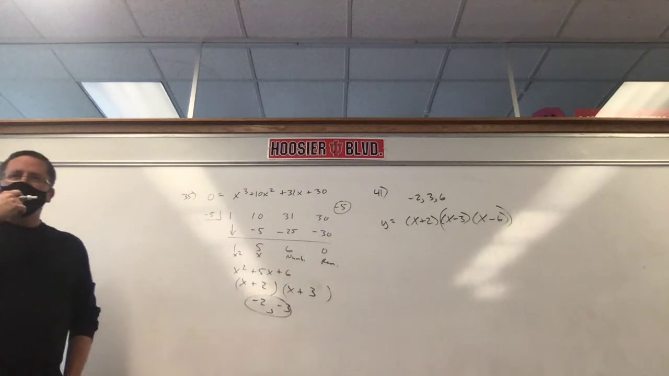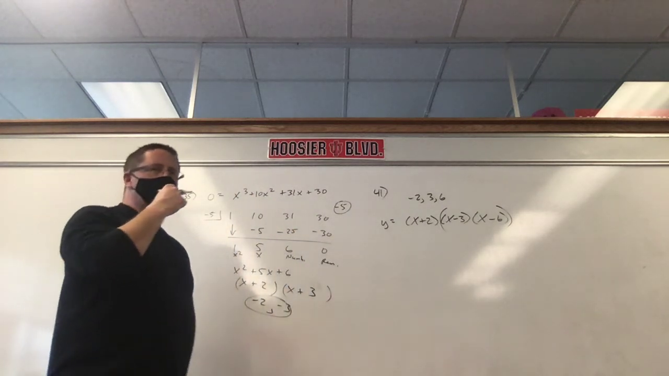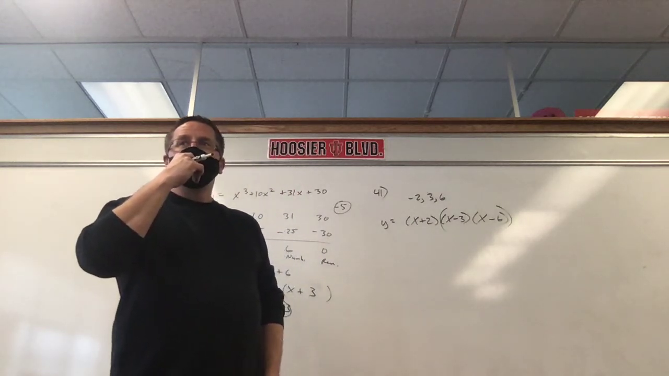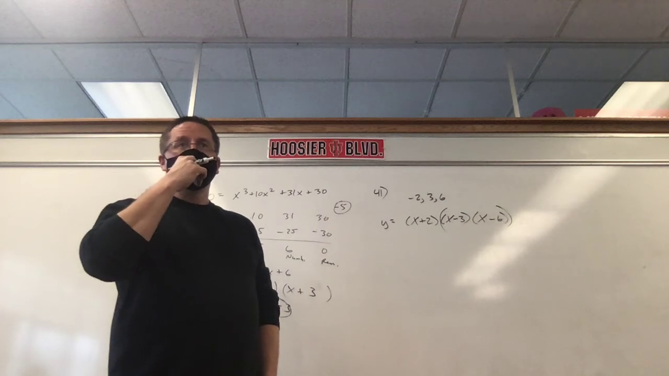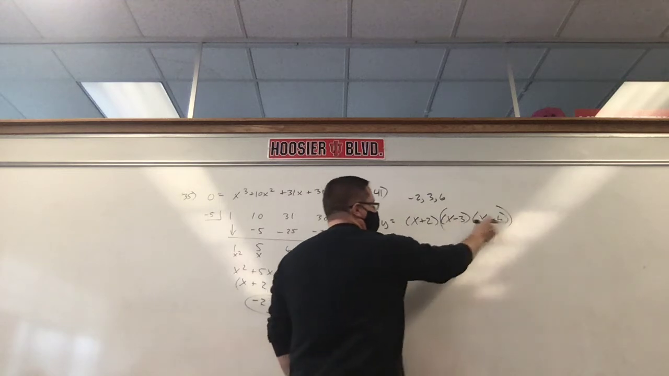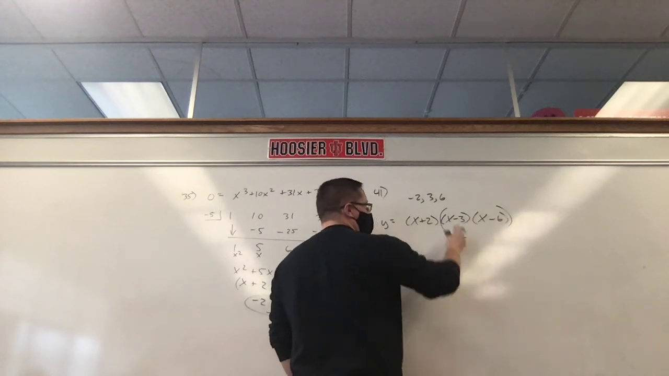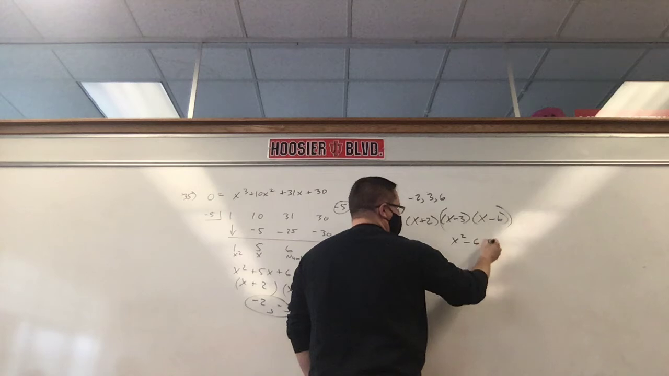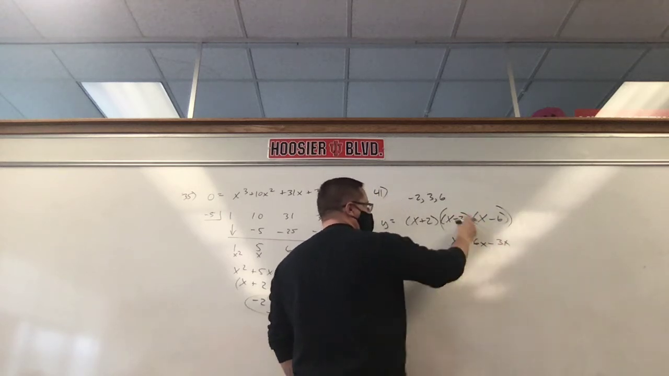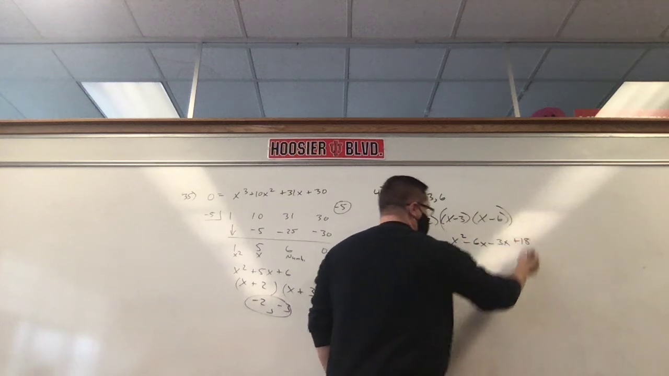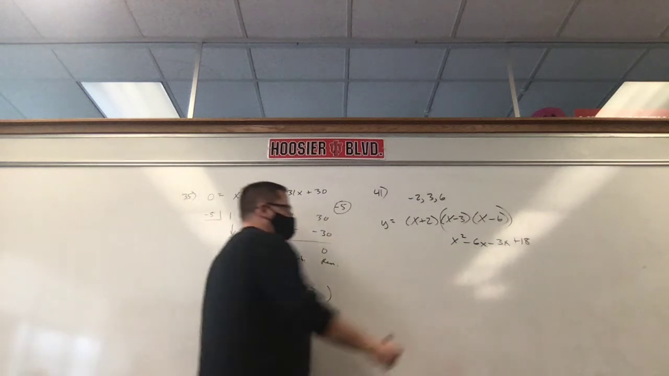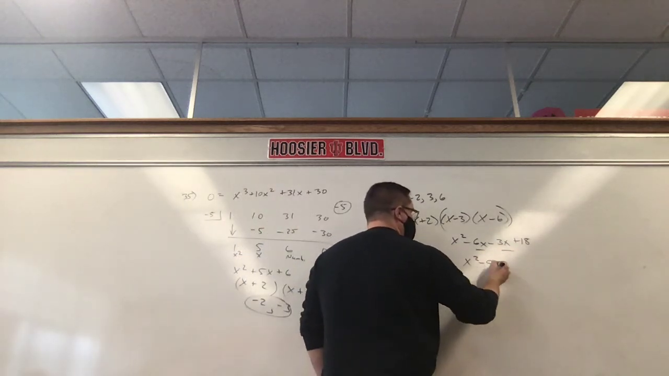How do you multiply 2 terms by 2 terms? What do we call that? Four-letter word, starts with F, and don't be naughty. Foil. Okay, so let's FOIL this thing out. First, x times x is x squared. My outer is x times negative 6, which is negative 6x. My inner is negative 3 times x, which is negative 3x. And my last is negative 3 times negative 6, which is positive 18. Can I clean that up a little bit? Sure. Negative 6x and negative 3x is negative 9x.